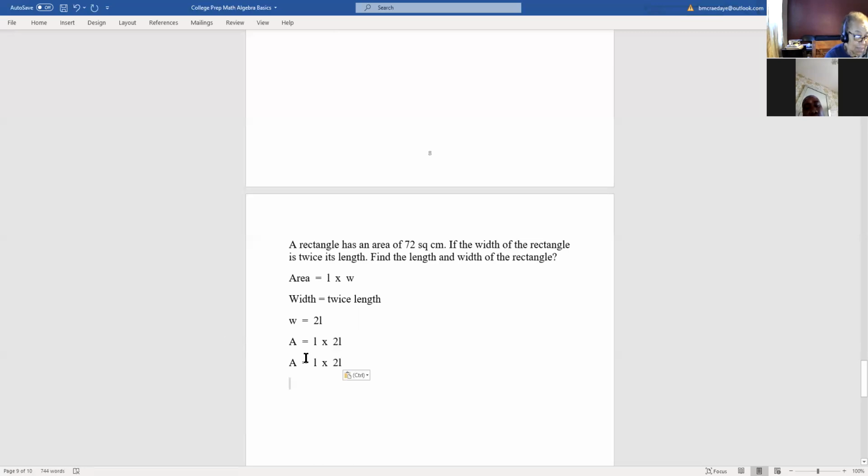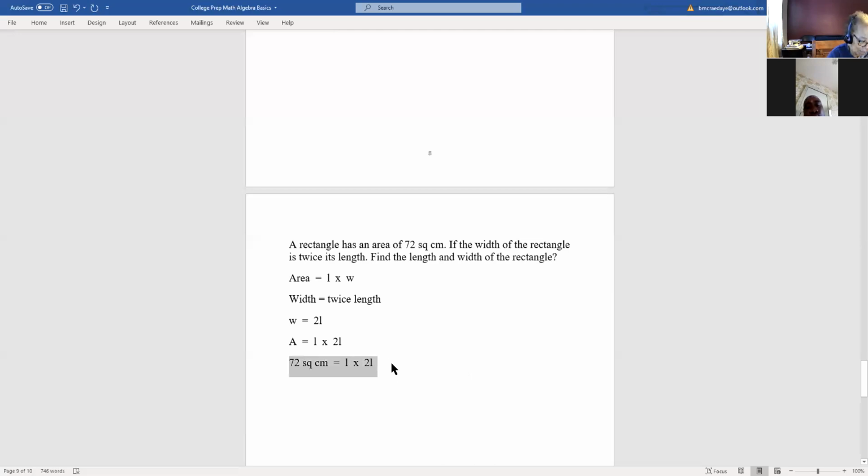So this is going to be 72 square centimeters. That's the area. What's length times 2L? Length multiplied by 2L.